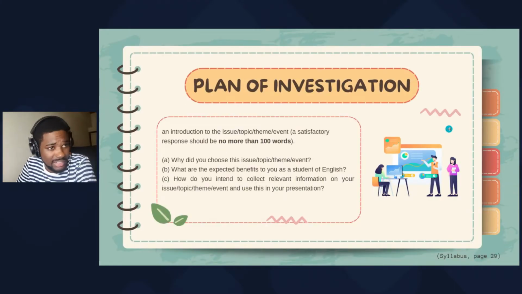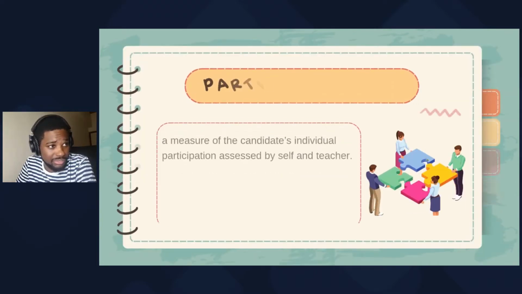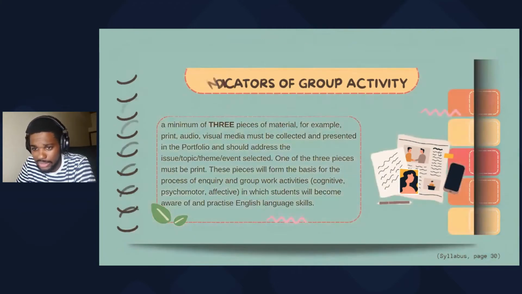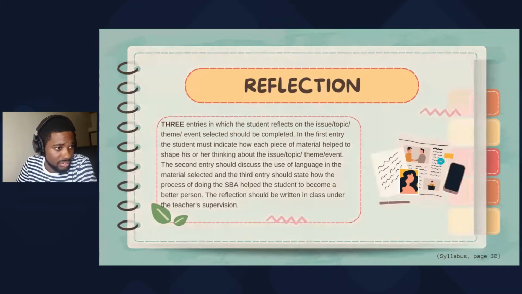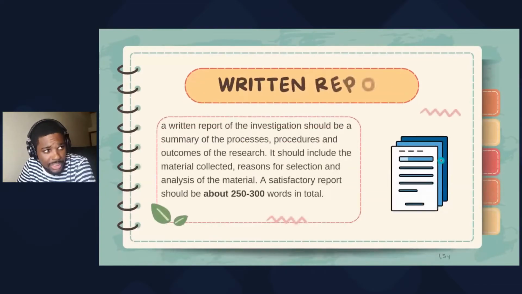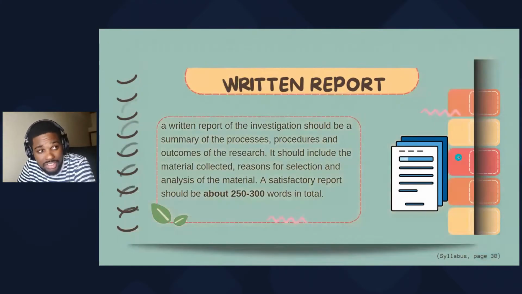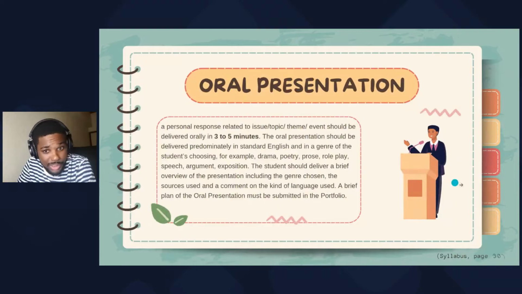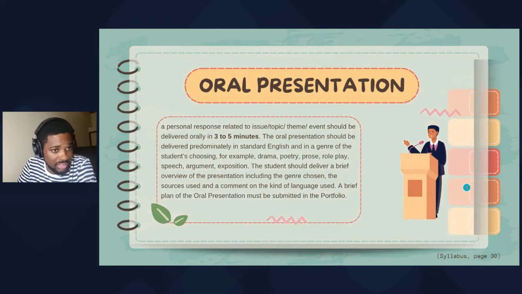I have slides on each of these, but I don't think I should delve into this. I might have to do a live where I look at the SBA in more detail. So the plan of investigation, participation measure, indicators of group activity, I'm just going to skip over these. Reflection. All of this information is actually in the syllabus. I just made the information a little bit prettier. That's all I did.